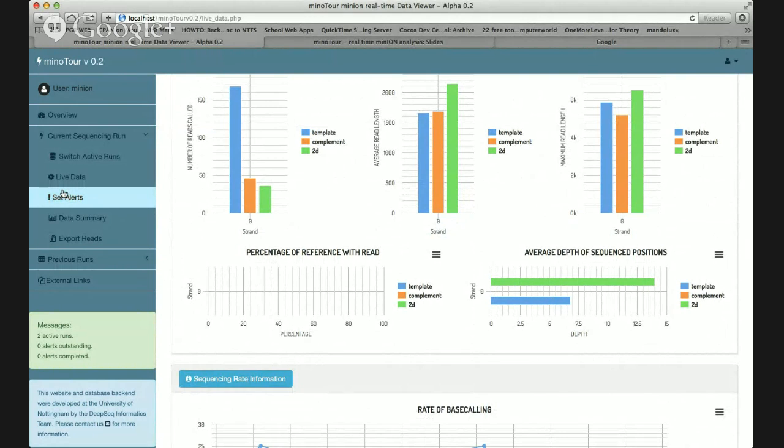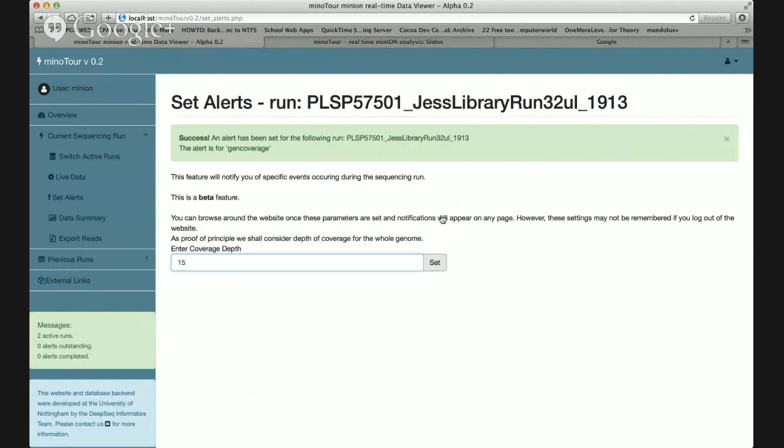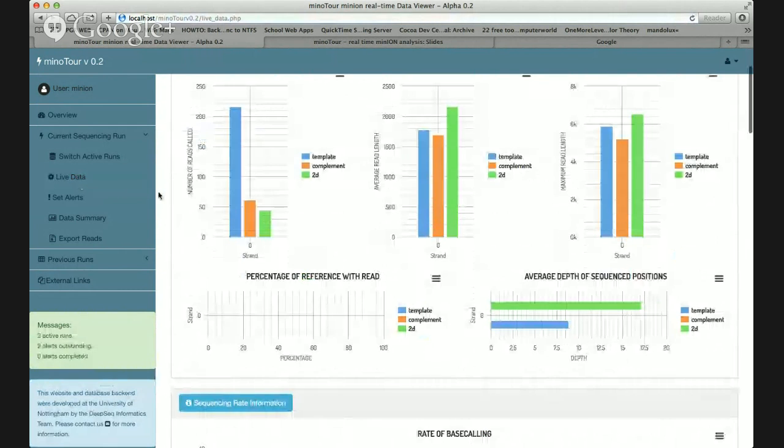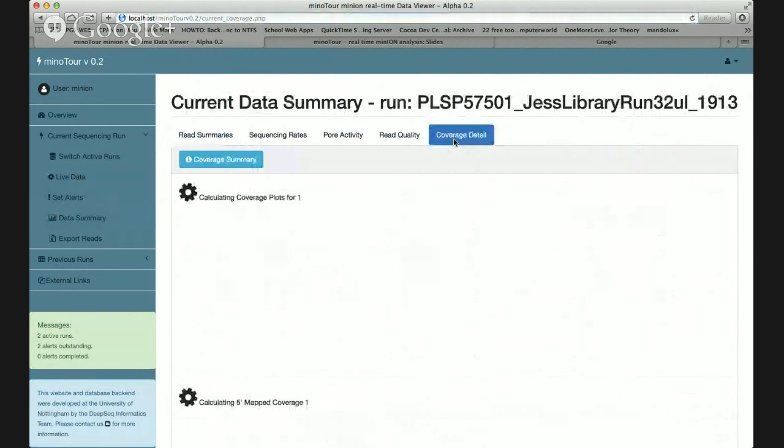So something we've been working on in the last couple of days is, give me some information about when I hit a certain coverage depth. So let's say I want to know when I hit 15x on this run or 25x. I'll just set up a couple of alarms here. So we'll go back and look at the data as it comes in. So these views are available. The other thing that's quite nice, if we go to this data summary here, I'm not showing you yet, but we can get coverage detail.